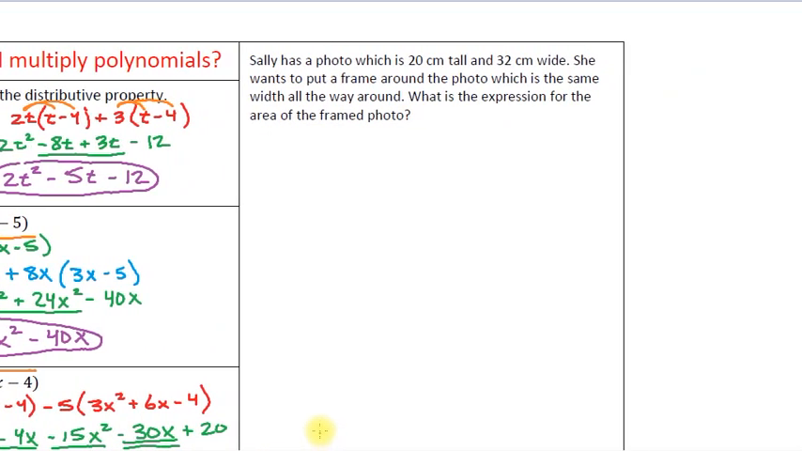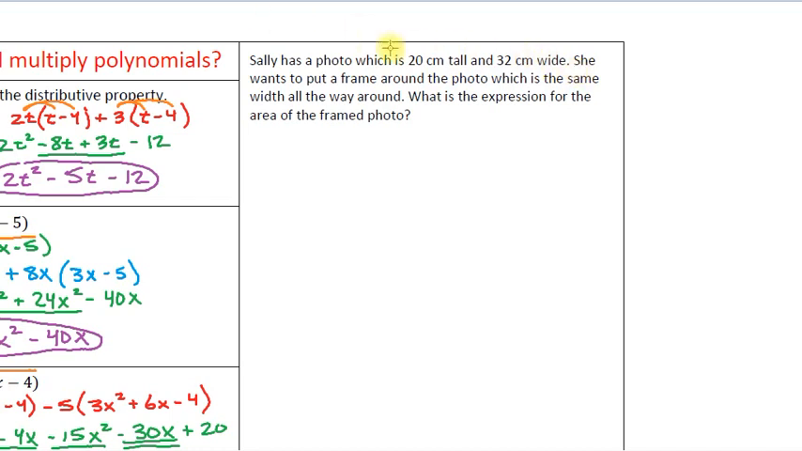Sally has a photo which is 20 centimeters tall and 32 centimeters wide. She wants to put a frame around the photo which is the same width all the way around. What is the expression for the area of the framed photo? So a couple things I want to note here. We got a photo. It's got height and width.